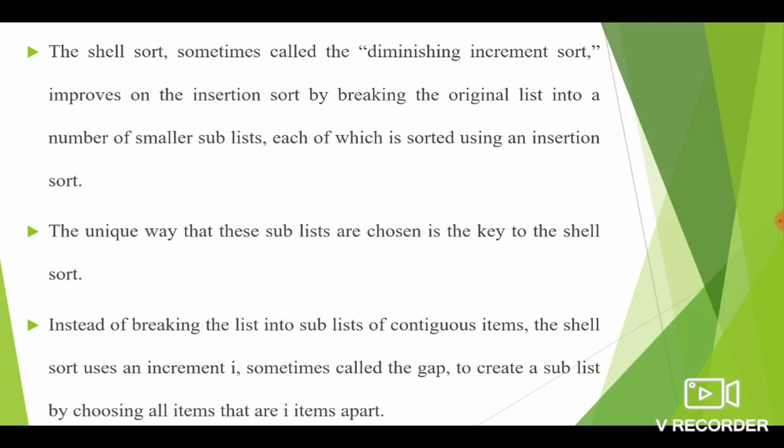So how are we framing these sublists? How are the sublists chosen? It is the key to the shell sort. Usually the sublists are not formed with the help of contiguous items. Instead, the shell sort uses some increment, which is called the gap. This gap is used to create the sublist. That is, we have to choose all items that are i items apart. Like that we have to create the sublist.